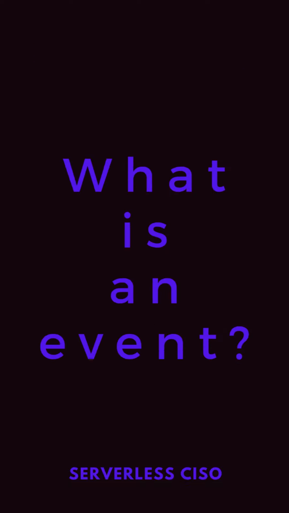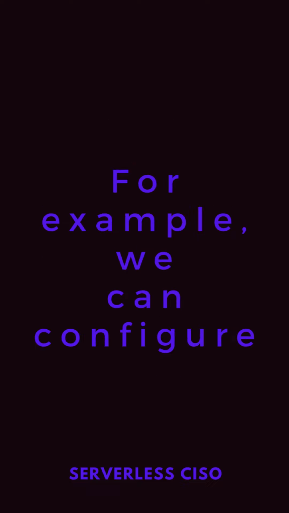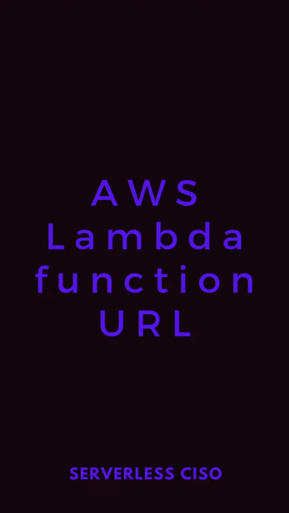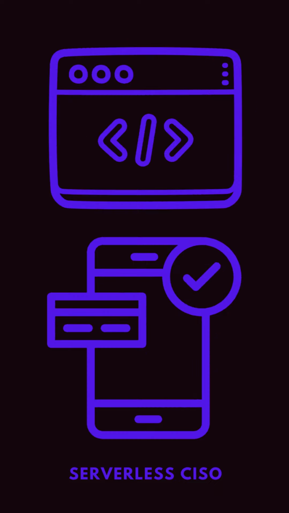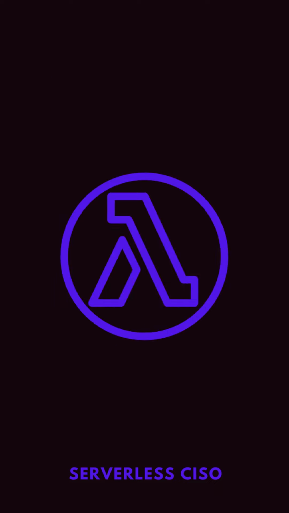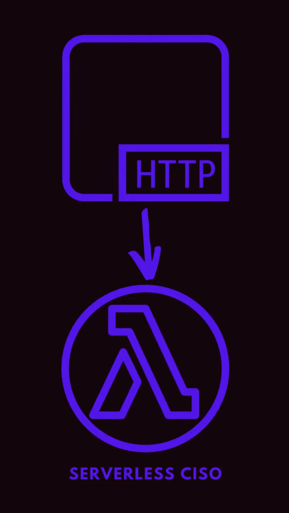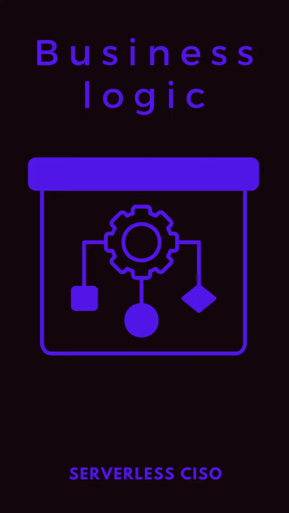An event is when an external message comes to the service. For example, we can configure an AWS Lambda function URL. This gives us a unique web address that we can make a request to. So when a web browser or a client makes an HTTP request to a Lambda function URL, that HTTP message gets sent to our Lambda function. The function code will have the event as one of the inputs into the function. We can then use the event to determine the business logic in the function.